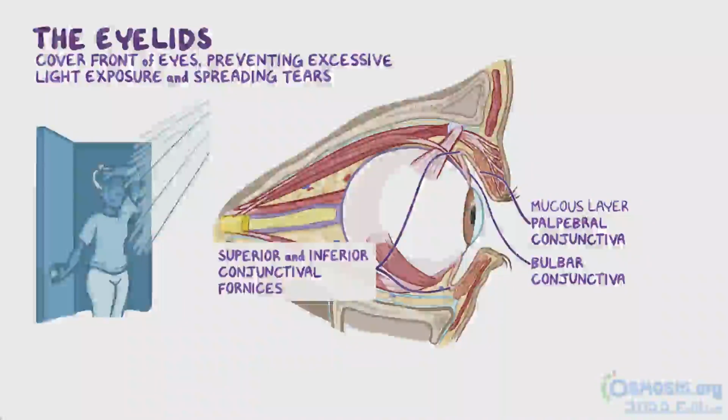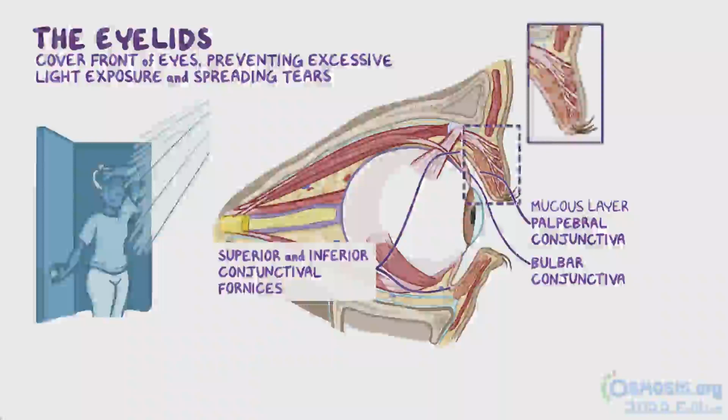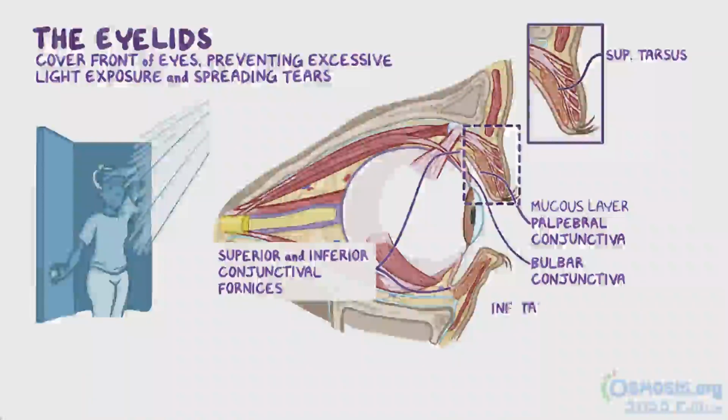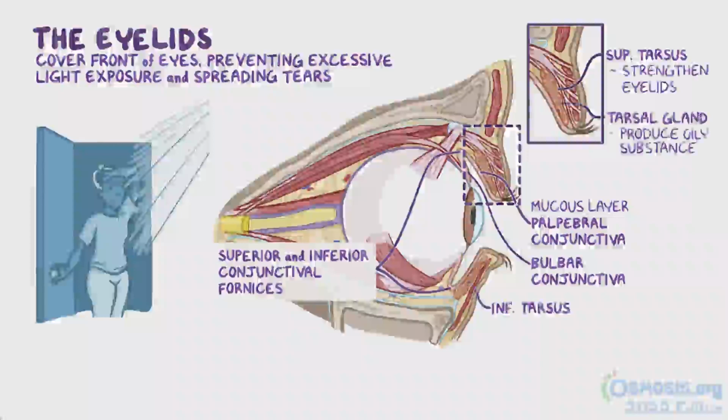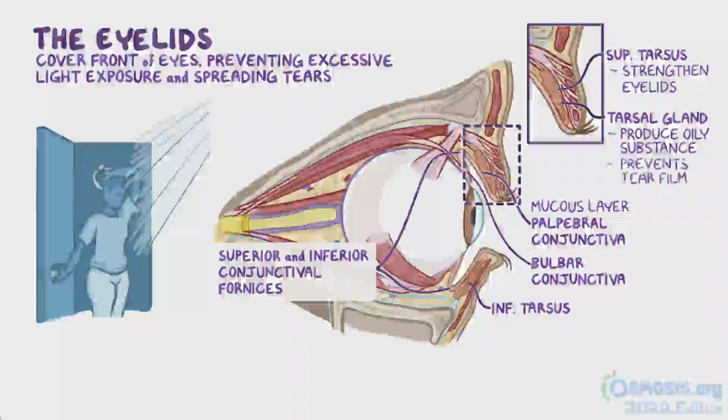Surprisingly, the eyelids also have a skeleton. Okay, so we're not talking about bones here, but rather bands of connective tissue called the superior tarsus and inferior tarsus. These tarsi strengthen the eyelids and also hold the tarsal glands inside, which produce an oily substance that lubricates the edges of the eyelid so they do not stick together when closed, and prevents the tear film from evaporating from the surface of the eyes.